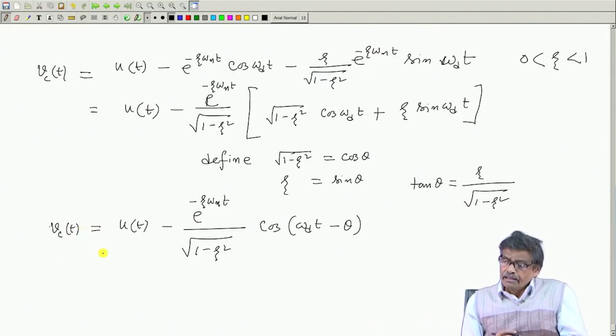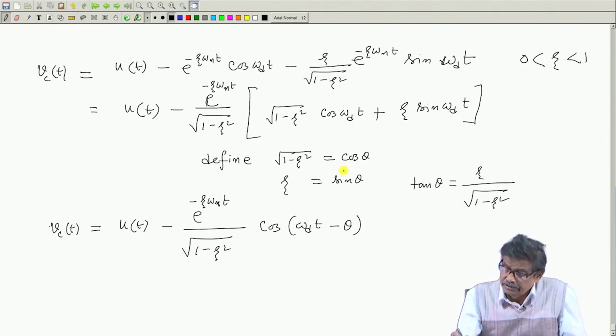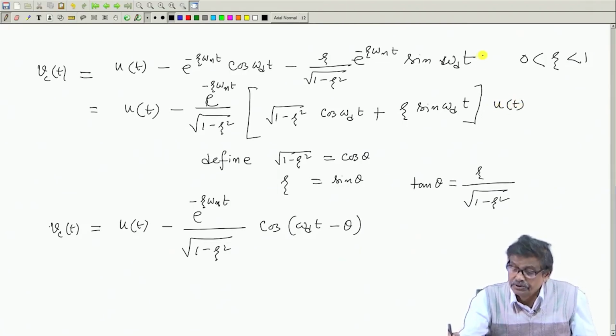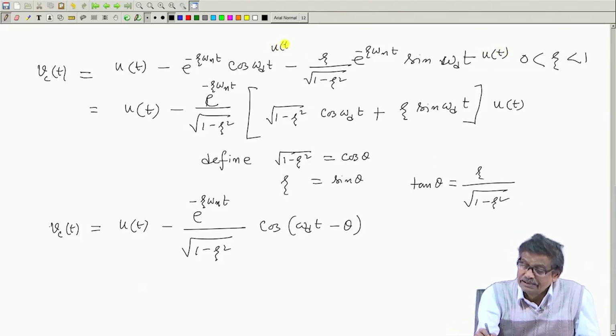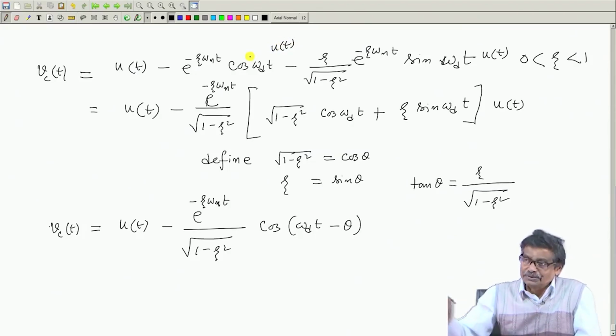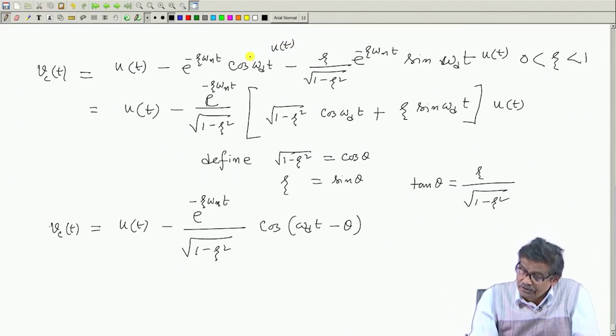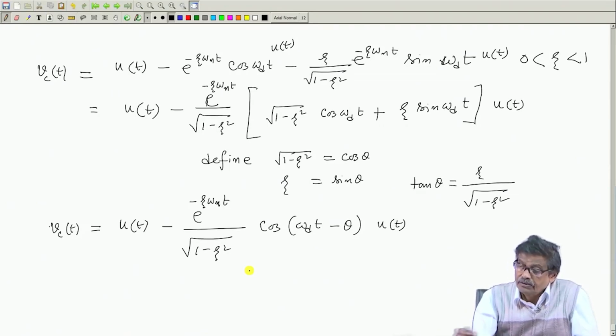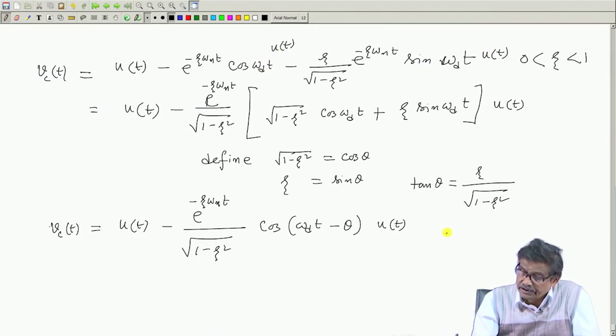See, omega d is called the damped frequency of oscillations, and mind you, all things are multiplied by u(t), because we are dealing with signals applying for t greater than or equal to 0, one sided Laplace transform. So, this thing is also u(t) multiplied by, I think that does not create any confusion. So, these are all multiplied by this into u(t), this into u(t) individually, you get that.